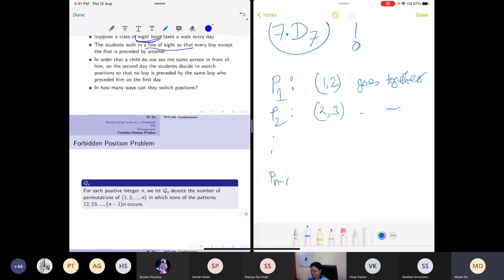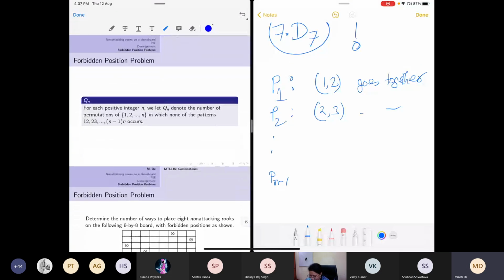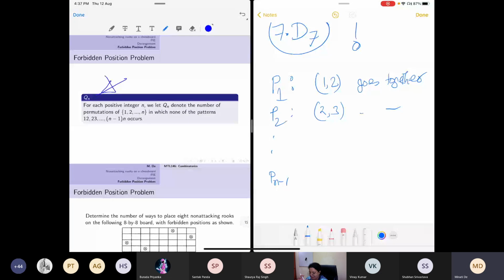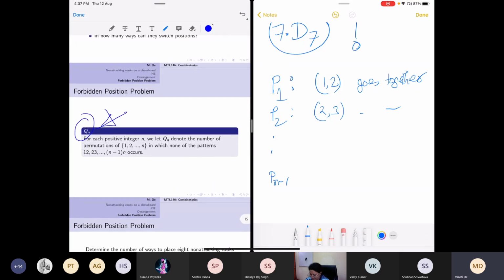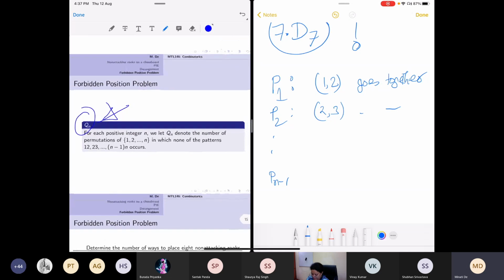So P_{n-1}. I'm generalizing it since we are mathematicians, and we are very good at generalizing. Similar to Dn, I am defining one number called Qn, which will give you this specific answer. For each positive integer n, let Qn denote the number of permutations in which none of the patterns 1 2, 2 3, 3 4, up to n-1 n occurs. So Qn is the number of all permutations of the natural numbers 1 to n where 1 2 will not occur, 2 3 will not occur, and n-1 n will not occur. These prohibited things will not occur. That number is Qn.